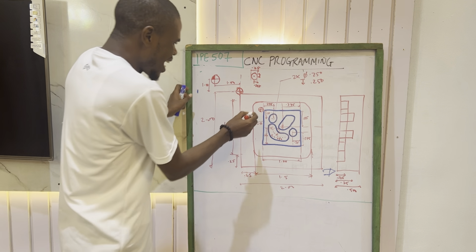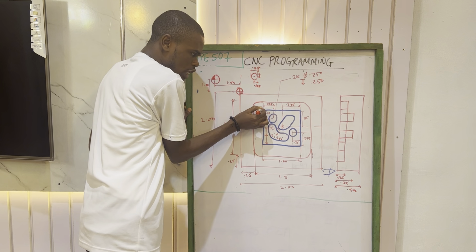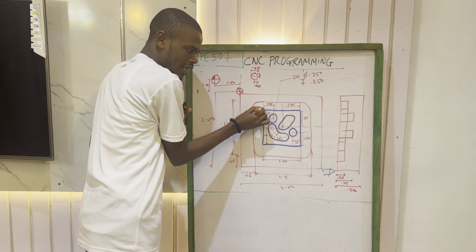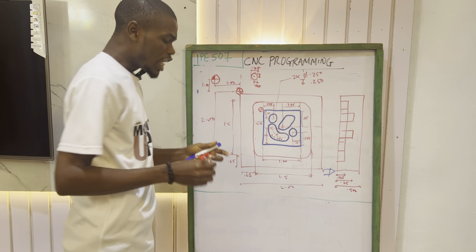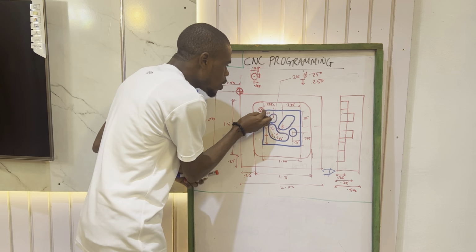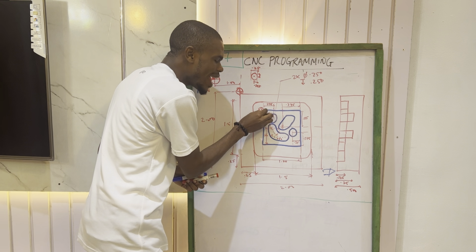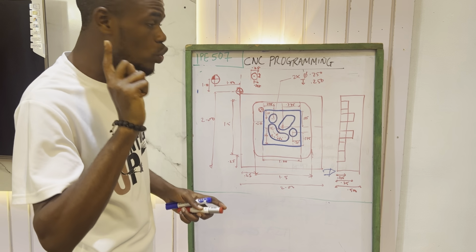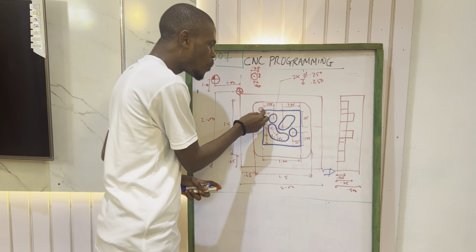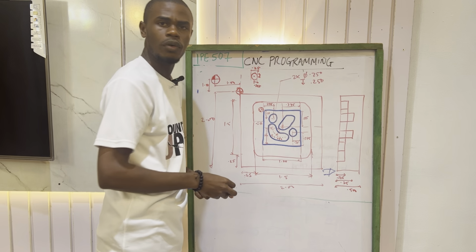So this center, this place where the cutting tool is now, will be 0.125 away from the edge of the groove. Please take note of that so that you understand it. It will be 0.125 away from the edge of the groove.